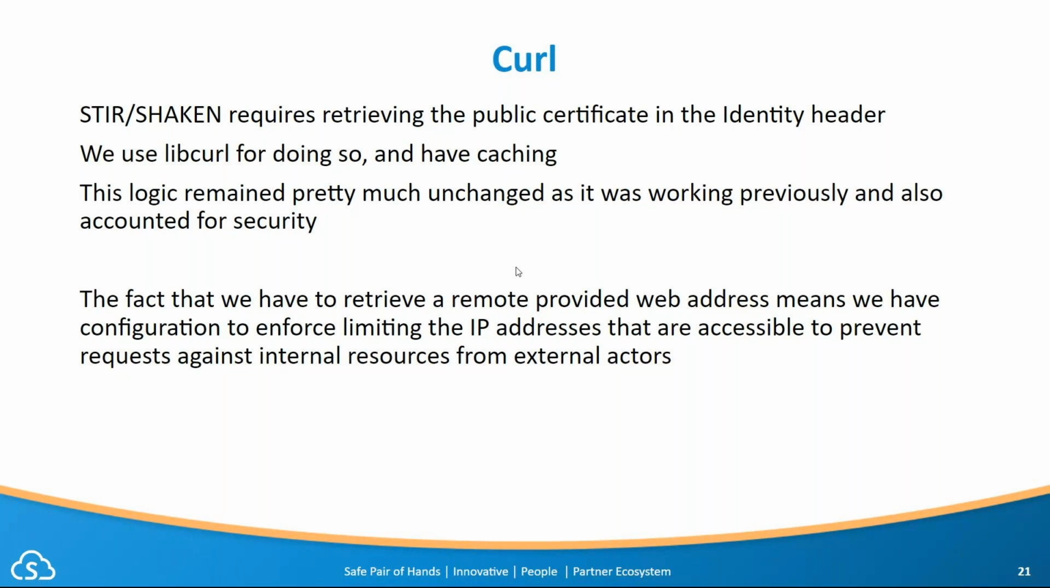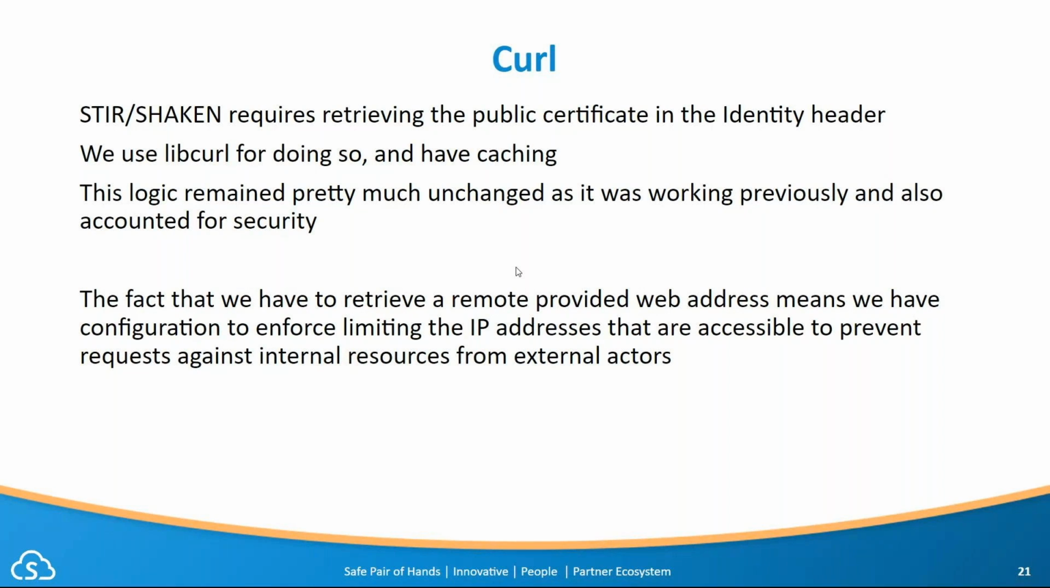This logic, however, pretty much remained unchanged. It was working previously, and it also accounted for a security aspect. So the public certificate, you're given an HTTPS address that you then go retrieve it from. One of the things to consider is that the HTTP address can have a host name that actually resolves to an internal IP address on your network. So it's kind of a way that an attacker could potentially do something on your network. And this actually came up as a reported security vulnerability against Asterisk a few years ago in our STIR/SHAKEN support. And so we opted to add a configuration mechanism for STIR/SHAKEN that allows you to limit the IP addresses that are accessible to prevent requests against internal resources from external actors.